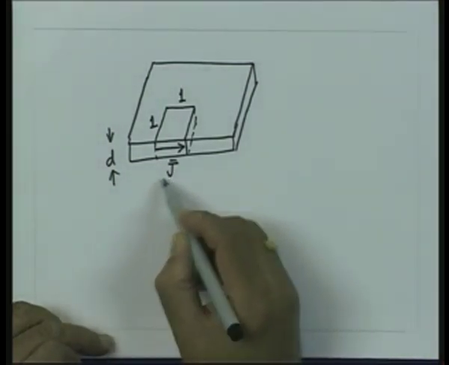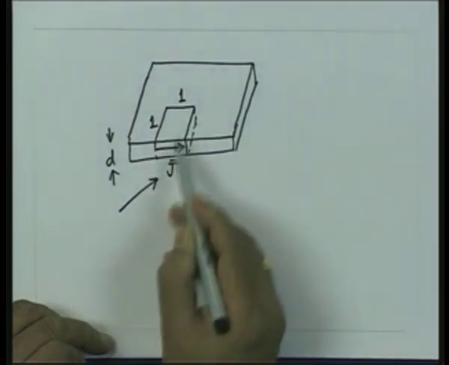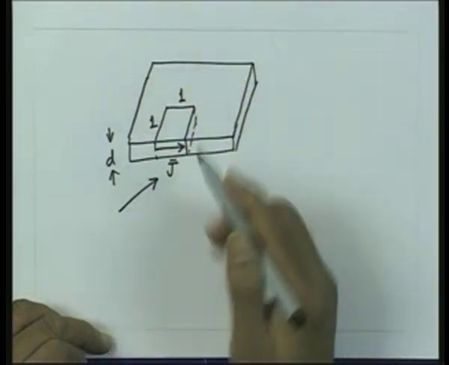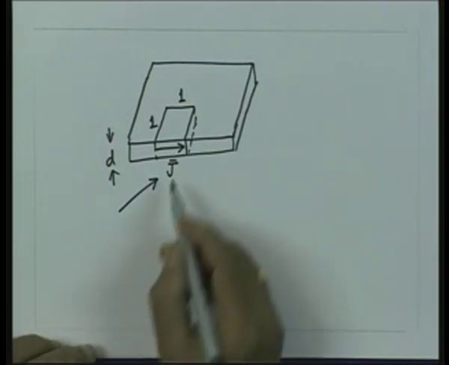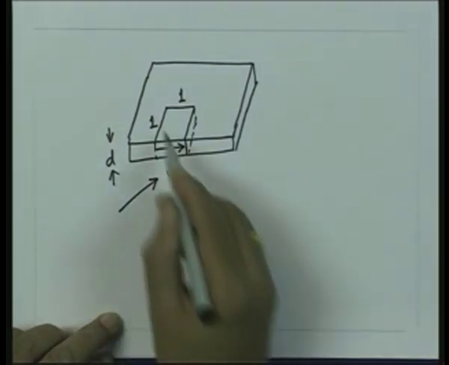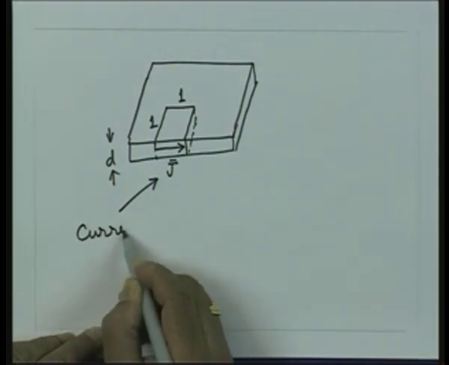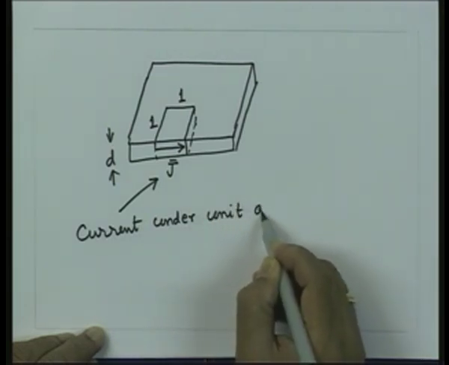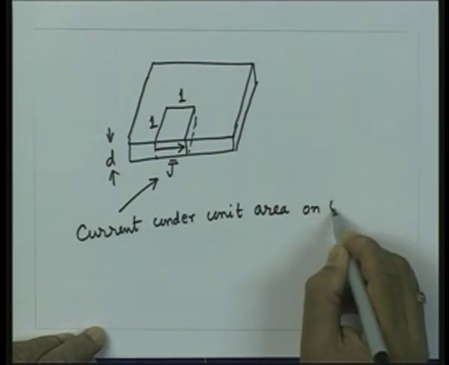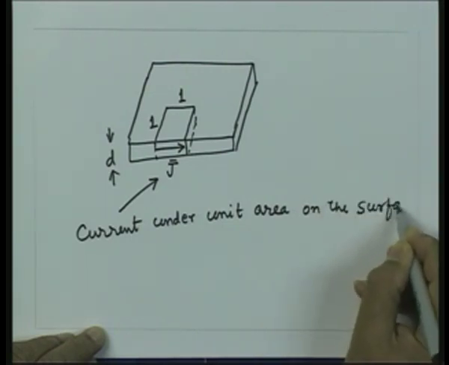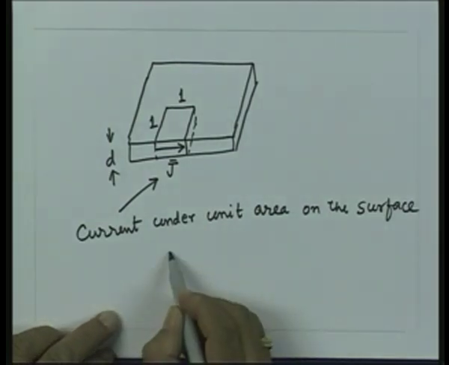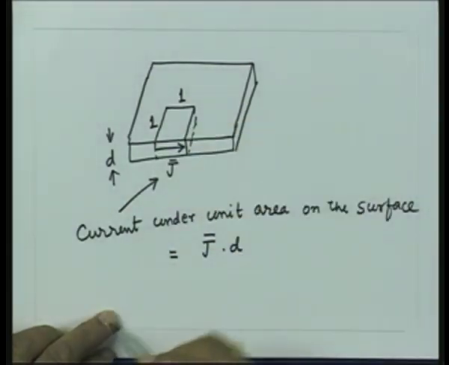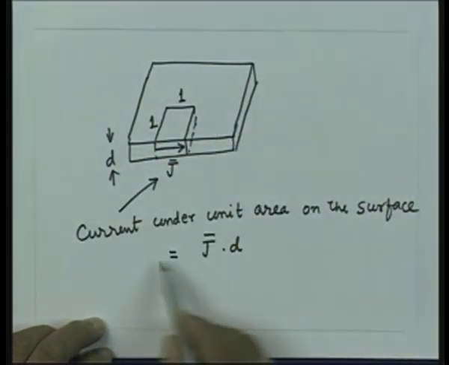So, for the conduction current density J, the current which will be flowing in the direction of J within the unit area on the surface will be J into d. So, if I say this is the conduction current density, the current under unit area on the surface will be equal to J into d into 1, where the area of cross section is 1 into d. So, that is the current which will be under this.